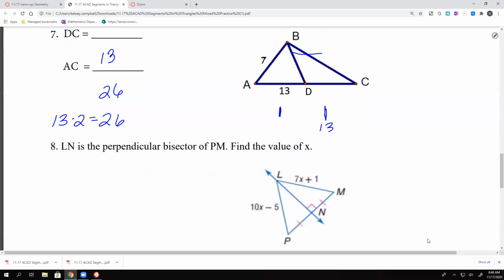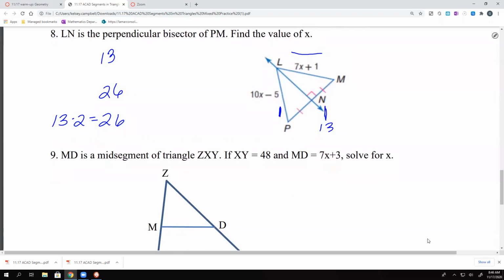Okay, we ready? Okay. All right, number 8. Okay, read carefully. It says it's the perpendicular bisector. LN is the perpendicular bisector of PM. So what does that tell you about that 10x minus 5 and the 7x plus 1, guys? Right. Whenever you see that perpendicular bisector, you know that these diagonal pieces are congruent to each other. So when two things are congruent, what do we do? What does congruent mean? They're equal. So just set those equal.